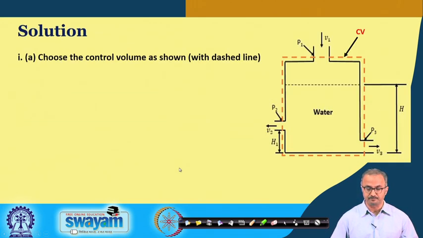Now for both the above cases, develop the formulations to find out the variation of water level in the tank with time. In this case, first we choose the control volume, and the control volume is cutting all the ports, so that we can take care of all the inputs and outputs into or from the control volume.